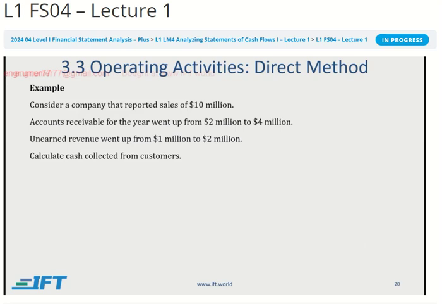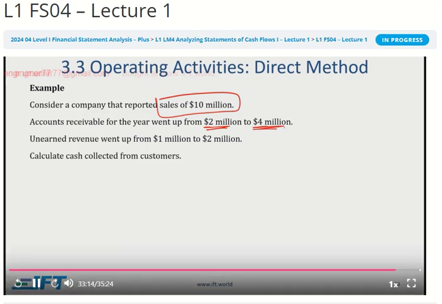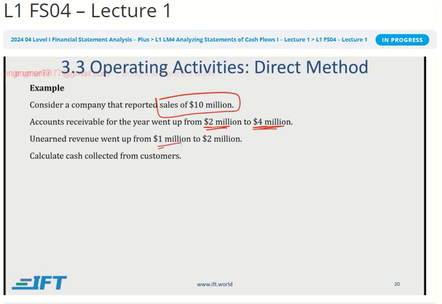Now let's look at this example. So you showed us sales of 10 million, but your accounts receivable has gone up, which means part of that 10 million you haven't received in cash, and unearned revenue has gone up, which means some cash you have received, but actually the sales has not been recorded for that. So how would you go about calculating the cash collected from customers? So what I would request is, please pause the video here and try to come up with this yourself, and then I will show you the solution.